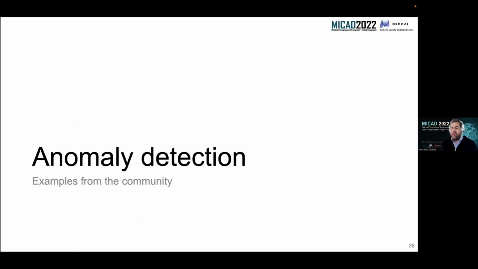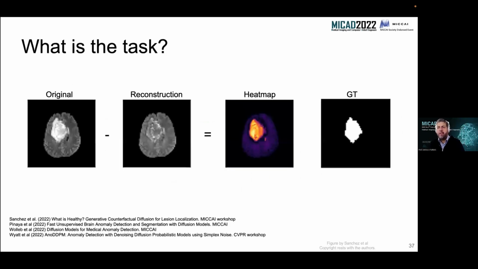Another area where diffusion models have been very popular is anomaly detection. Anomaly detection is pretty simple as an idea. You get some original data and put it through a model, and you hope that if you have learned well the distribution of how normal looks, the reconstruction will not include where the disease is. By subtracting them, you obtain a heat map of where you think there is abnormality, and this should be enough for a ground truth delineation of the abnormality or its detection.